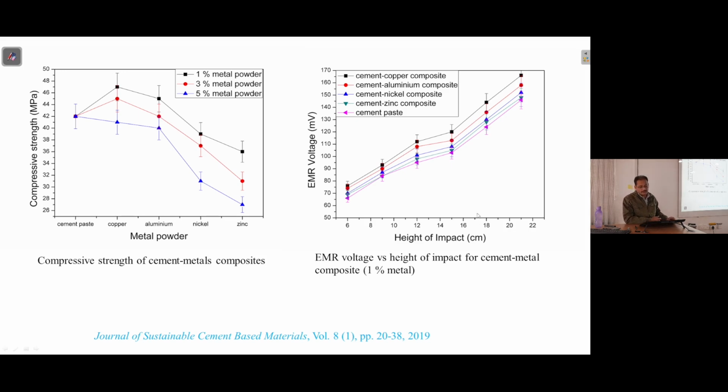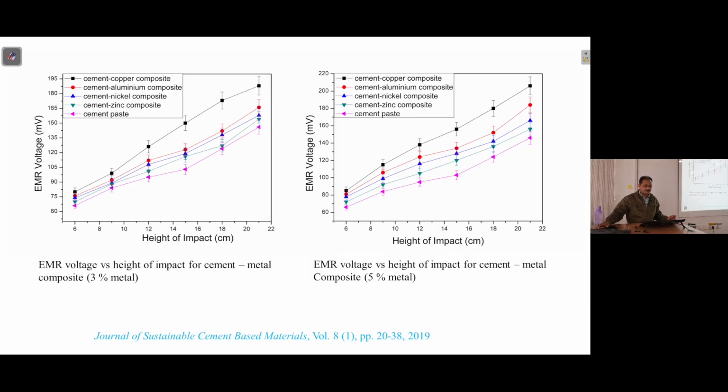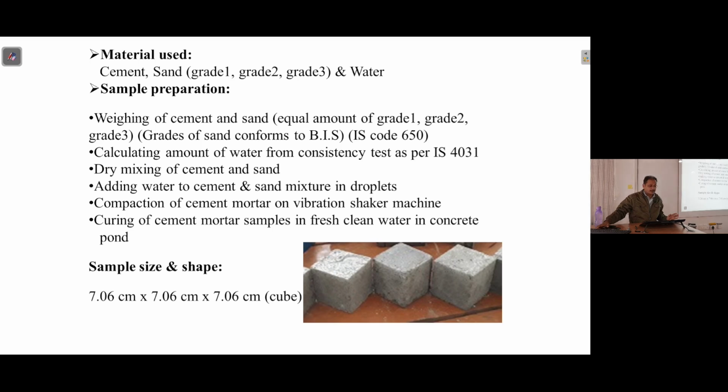Like you could see, here it is opposite. This pink one is for the cement paste, and then copper in this category has the highest conductivity, so the highest voltage we obtained was for copper, followed by aluminum. So this maybe I'll skip here.